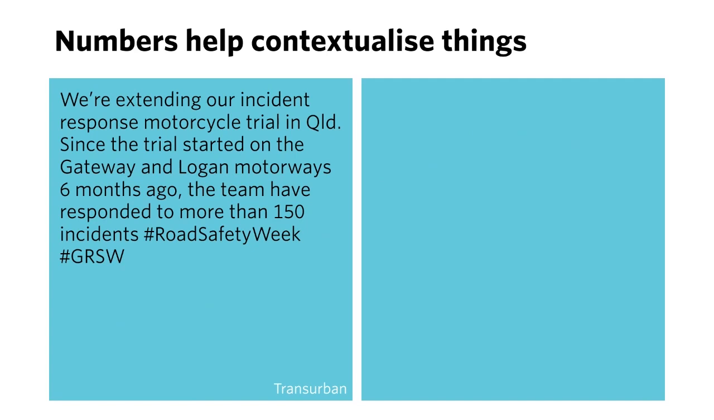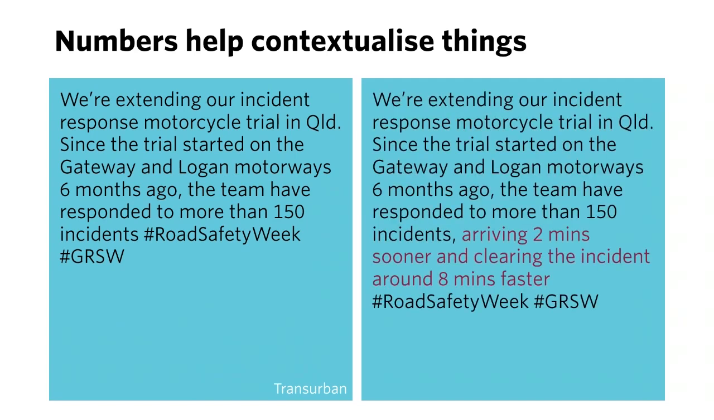Cool, right? 150 incidents responded to in 6 months. But what I left out and what I deleted for this example was we actually put more numbers in there. That these motorbikes are arriving 2 minutes sooner and they're managing to clear the incident around 8 minutes faster. So those numbers help contextualize what it means to have faster incident response, and that just makes things more real.